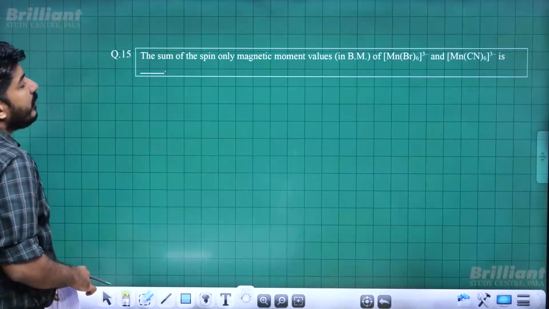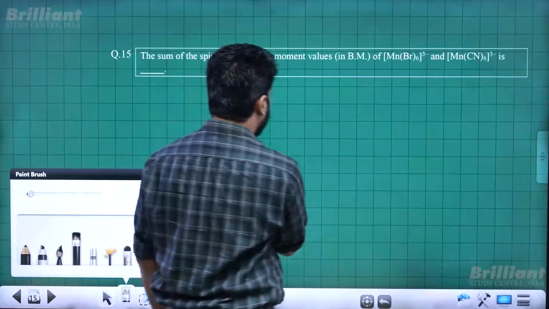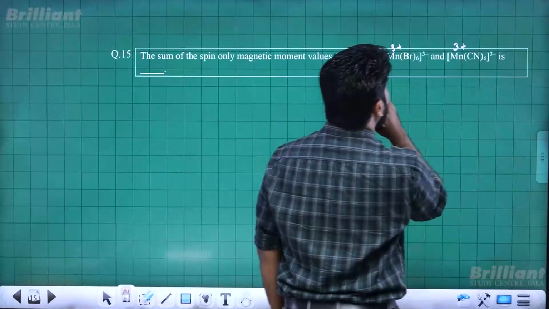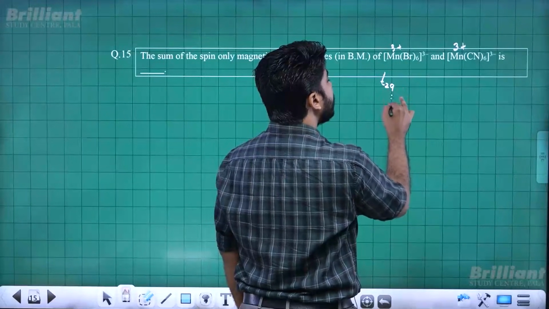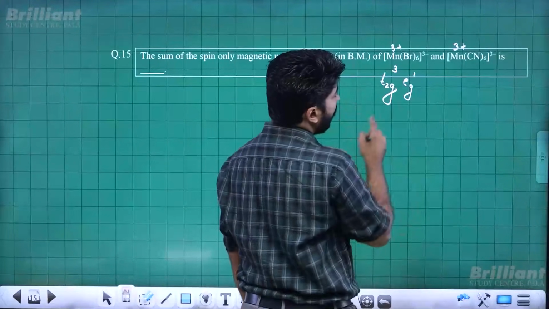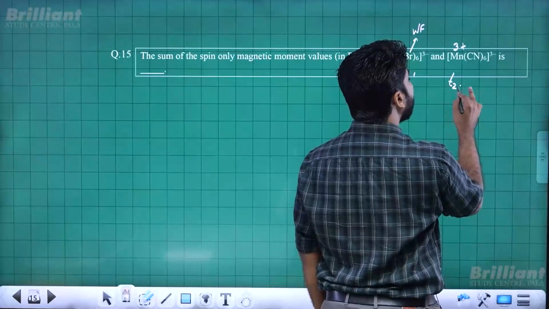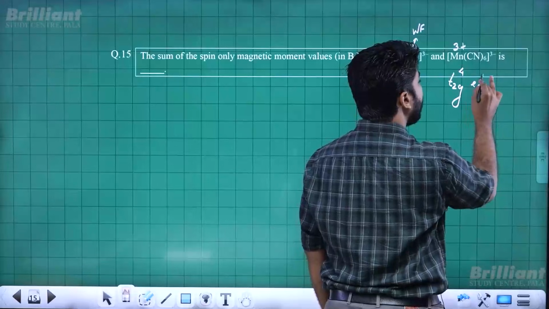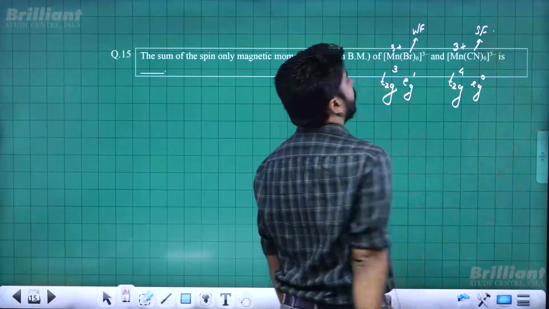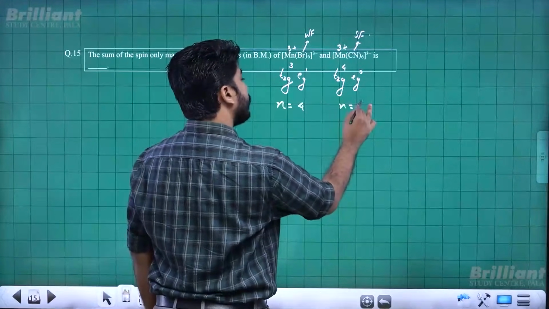The sum of spin-only magnetic moment values of two manganese 3 plus complexes. So both are having manganese 3 plus in the center, and its electronic configuration as per CFT is t2g3 eg1 because of the weak field nature of the bromide ligand, and because of the strong field nature of the cyano ligand, t2g4 eg0 is the configuration for the second complex. So here the number of unpaired electrons is 4 and there it is 2.